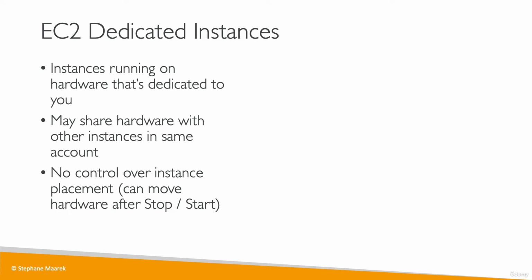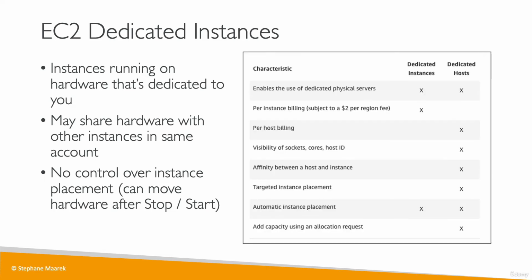So what it means is that there is hardware dedicated to you, but you don't get access to that underlying hardware. So it's more of a soft version of dedicated host, and I can understand this can be confusing. So as we can see on the right hand side table, there is a difference between dedicated instance and dedicated host. So both allow you to use dedicated physical servers, okay? But with dedicated host, you get per host billing, whereas for dedicated instances, you get per instance billing.